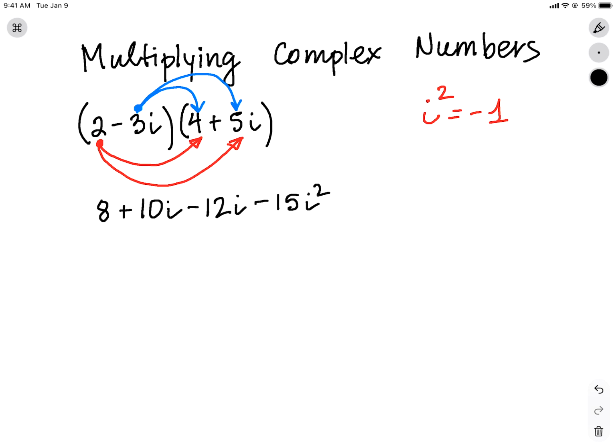To do that, I will first combine two imaginary parts, and I ended up getting in the middle, the 10i and the -12i. 10i and -12i will combine to a -2i. I will bring down the 8. These two will be a -2i. And I will also bring down my -15i squared.